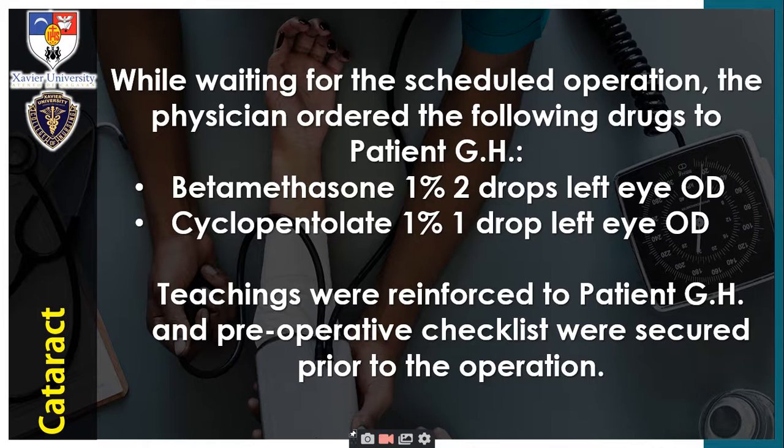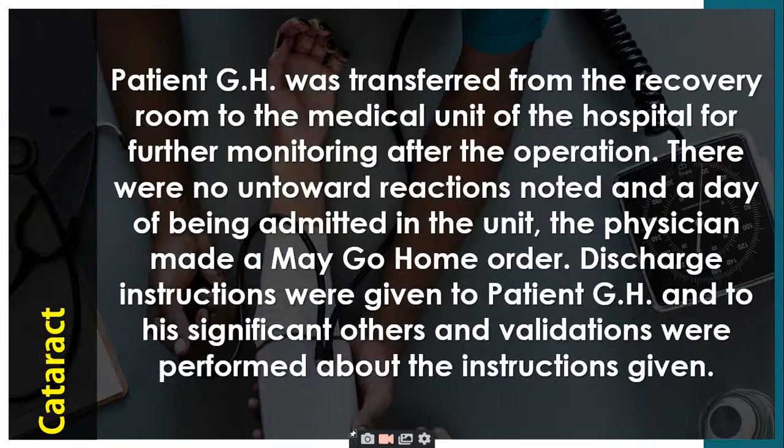While waiting for the scheduled operation, the physician ordered the following drugs to patient GH: betamethasone 1%, 2 drops left eye OD; cyclopentolate 1%, 1 drop left eye OD. Teachings were reinforced to patient GH, and preoperative checklists were secured prior to the operation.